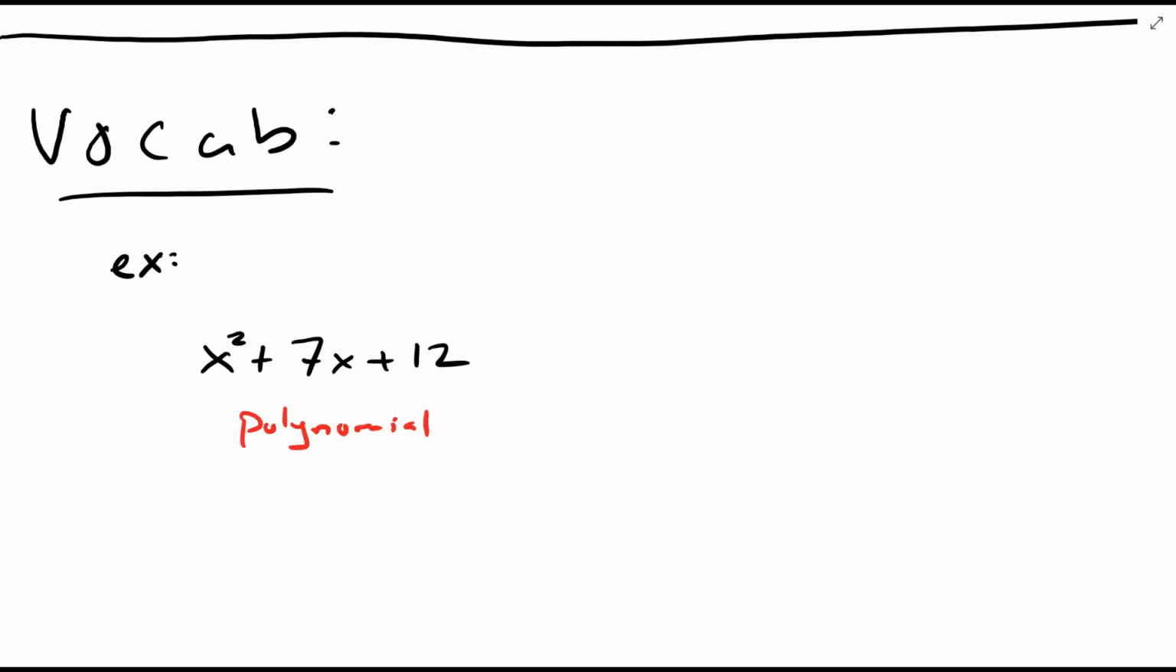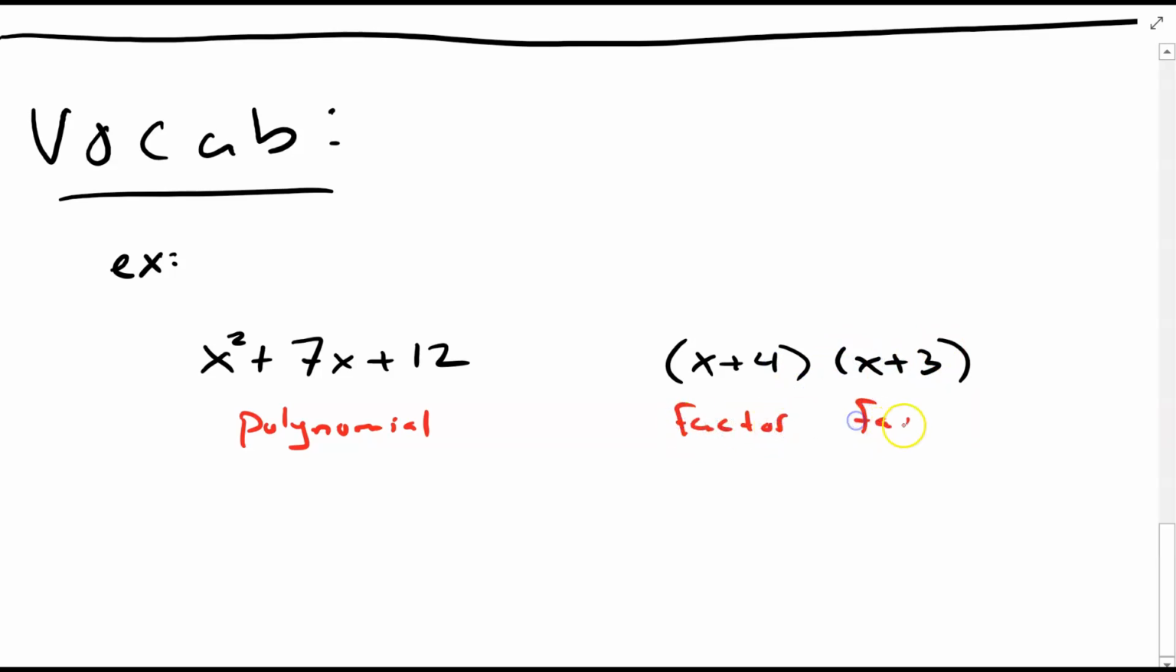Is this polynomial factorable? This should be something that's easy to factor, and we can do this in our head. What does it factor to? So the two numbers that multiply to give me 12 and add to give me 7 are 4 and 3. So the factored form I'd write is x plus 4 and x plus 3. So each one of those we would call a factor. Everybody agree with that?